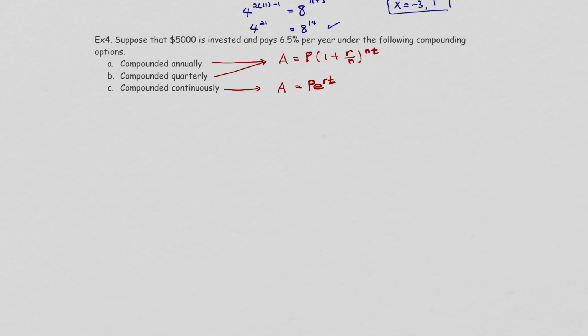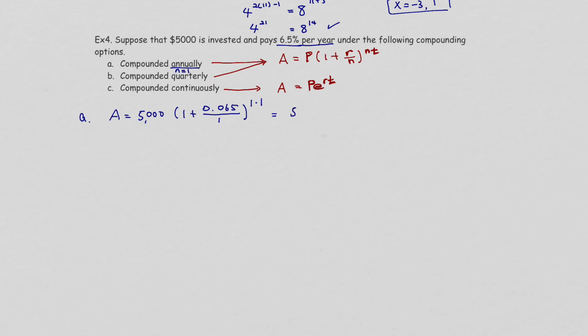So if we want to start with the first one, compounded annually. Compounded annually means once a year, so your n becomes 1. And when we plug that in to find your amount, your principal is 5,000 times 1 plus your rate, 6.5%. You need to change that to a decimal, which will be 0.065, over compounding period n equals 1, to the 1, and per year, so your time is going to be 1.